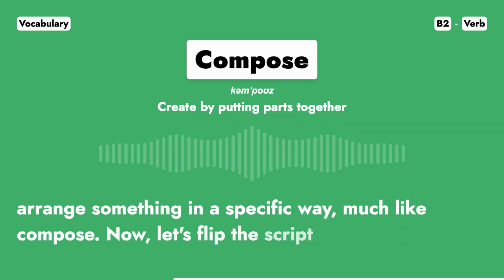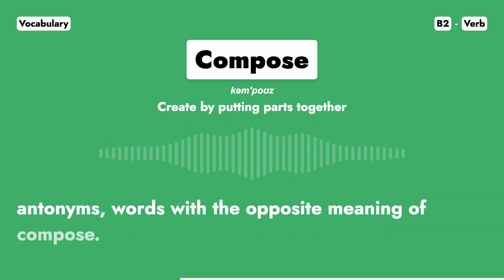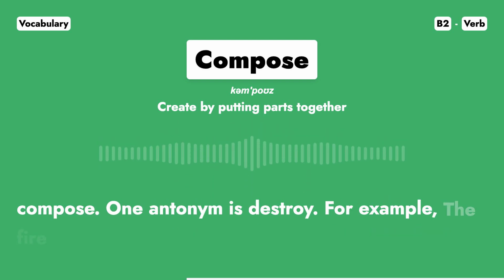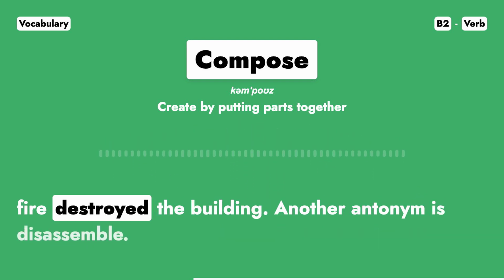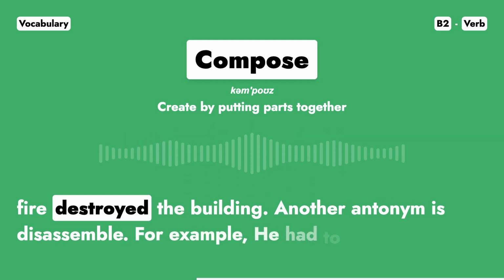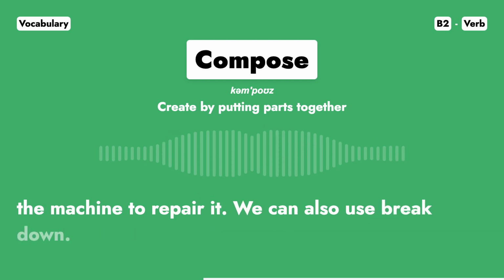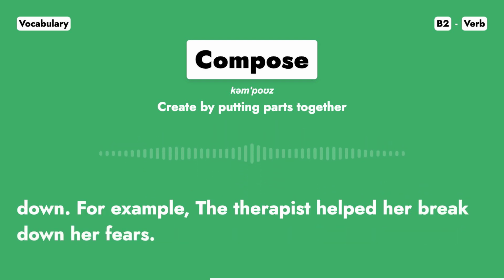Now, let's flip the script and look at some antonyms, words with the opposite meaning of compose. One antonym is destroy. For example, the fire destroyed the building. Another antonym is disassemble. For example, he had to disassemble the machine to repair it. We can also use break down. For example, the therapist helped her break down her fears.